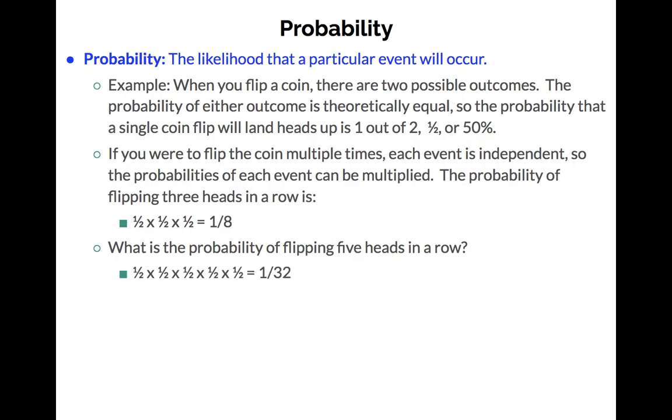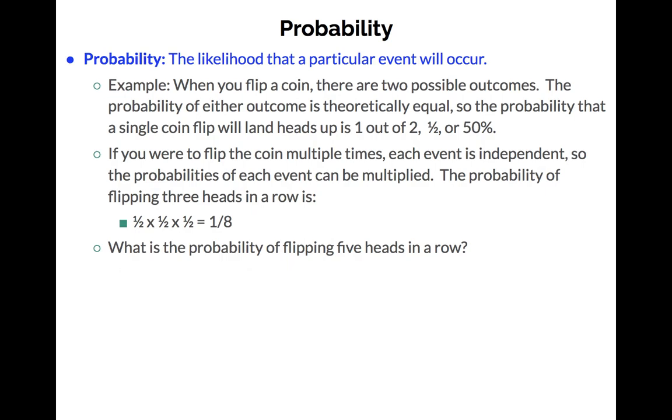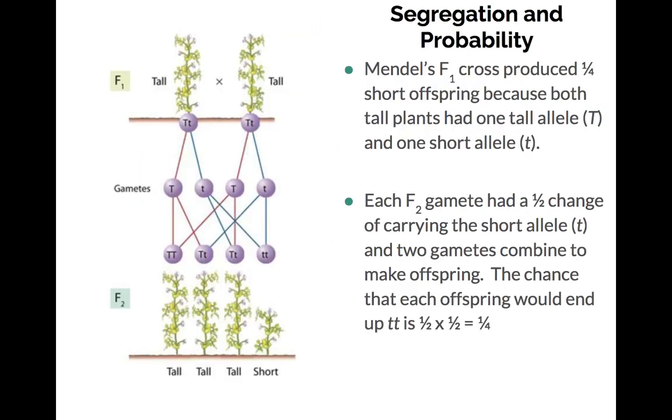So the math is pretty much the exact same as the previous example here, but now you just do it 5 times. So 1/2, 1/2, 1/2, 1/2, 1/2, and you get a 1 out of 32 chance of flipping 5 heads in a row. Okay, so segregation probability. Why do we have to go back to probability in the middle of that law of segregation? Mendel's F1 cross produced 1/4 short offspring because both tall plants had one tall allele and one short allele.